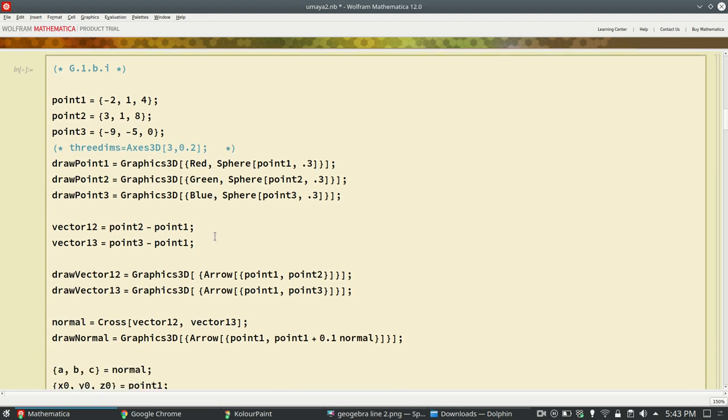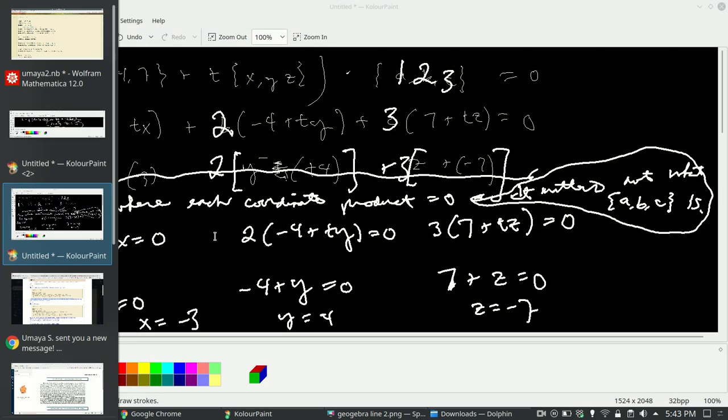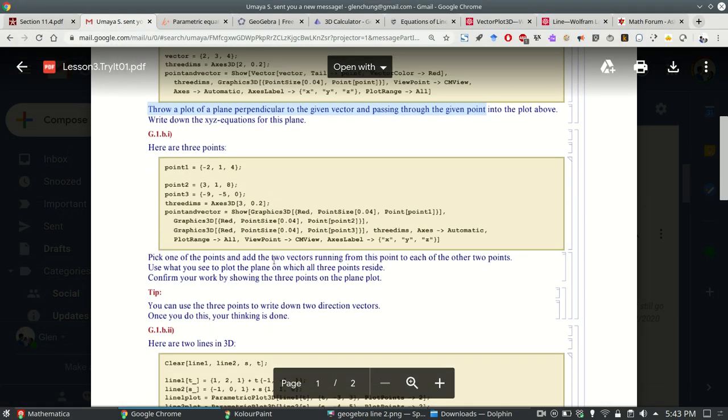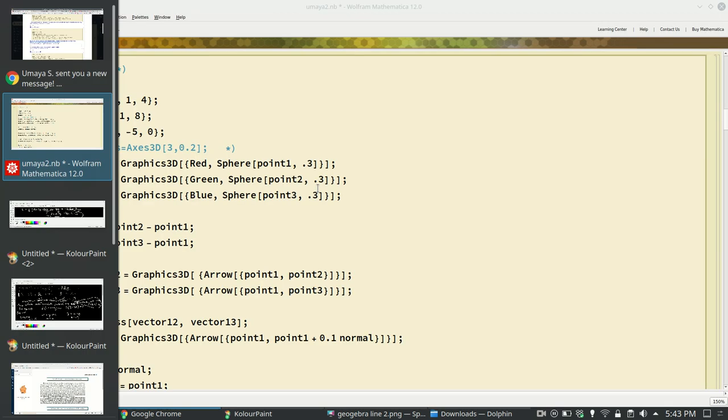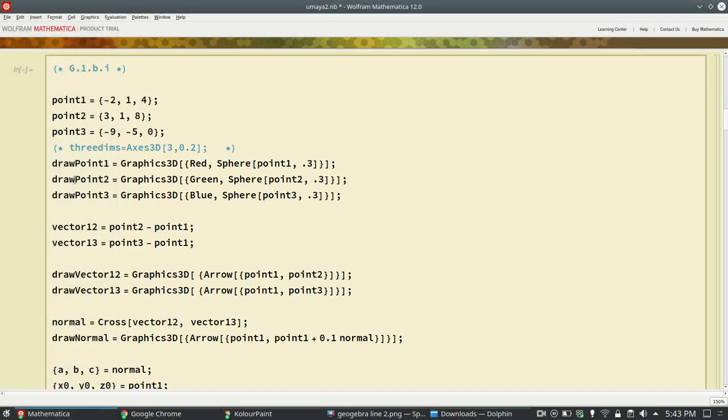And now part B1. B1 was asking to pick a point, and then add the 2 vectors running from this point to the other points. So add those vectors together and then use the result to plot a plane on which all 3 points reside. So we need a plane that contains all 3 points. They've given us 3 points here, point 1, point 2, point 3, and we need a plane that has all those points. Okay, so here's how I've exercised that.